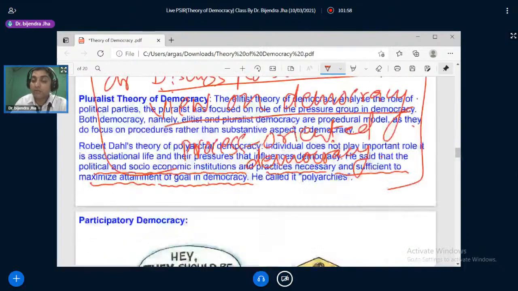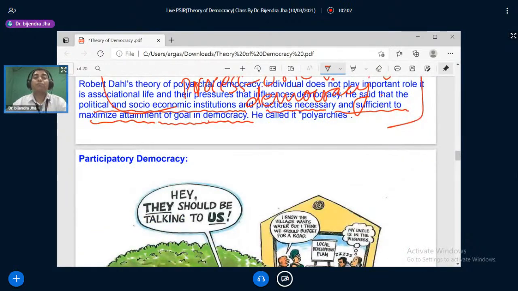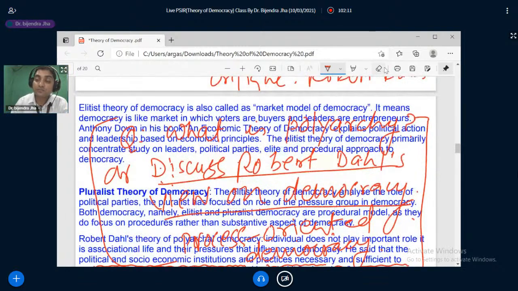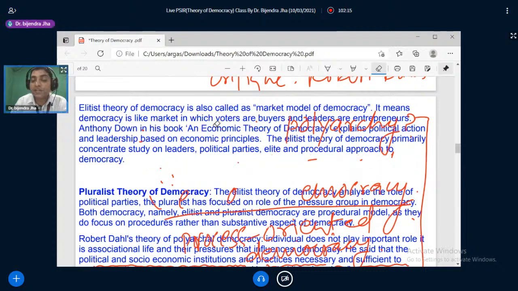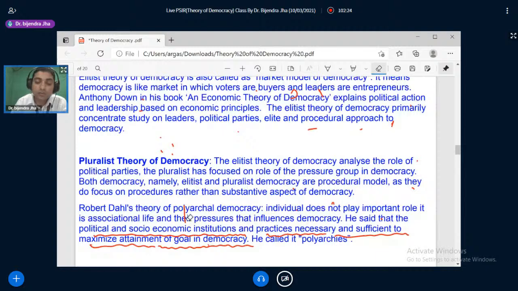Now we will study 2 more forms of democracy. One is participatory democracy and second is deliberative democracy, right. Participatory democracy is very much critical of representative democracy. Participatory democracy is also called liberal democracy, right? Everything is called liberal, because where there is liberty, it will be called liberal democracy.